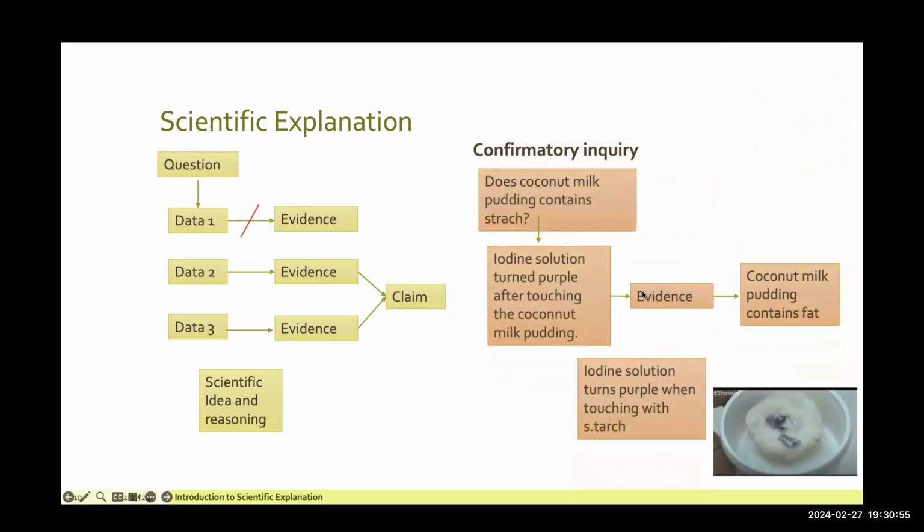If we compare this process of making an explanation to the confirmatory inquiry, it may look alike because students start from the question as well. They might ask questions like, does coconut milk pudding contain starch? And they have the evidence, the data that they found, that iodine solution turned purple after touching the coconut milk pudding. Because the iodine solution turns purple when touching starch, they can make the conclusion that coconut milk pudding contains starch.